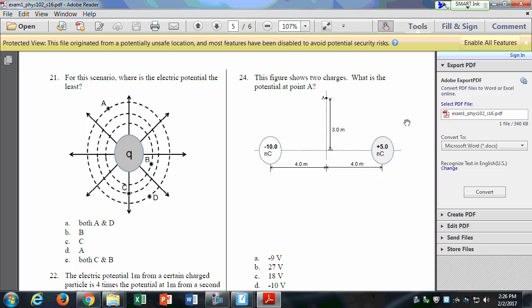In that scenario, the electric potential would be the greatest at B, correct? Right. Because potential is KQ over R. Q here is constant, it's staying the same. R is the only thing that's changing. So if R gets small, V goes up.